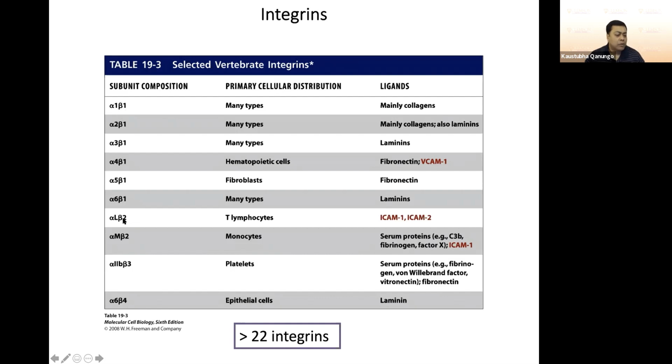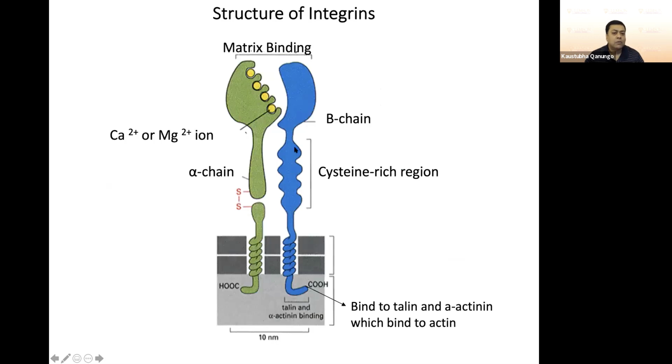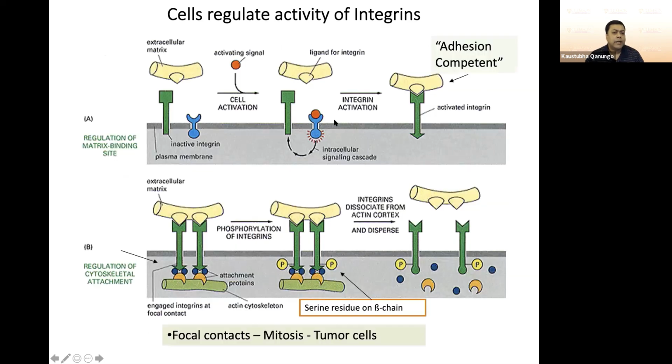And I will just come to what it means. Right here, you can see that is the beta 2 chain, say for example, for the leukocyte, and this is your alpha chain. So remember that for the matrix binding, you need both the partners. And that will be right here.